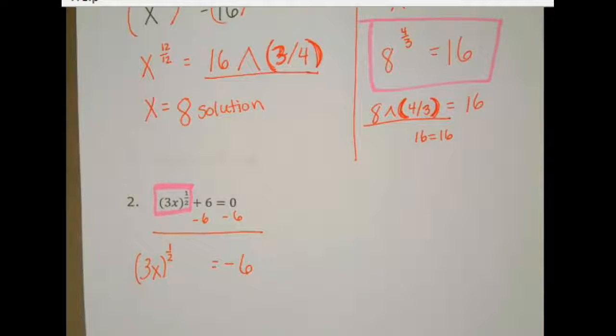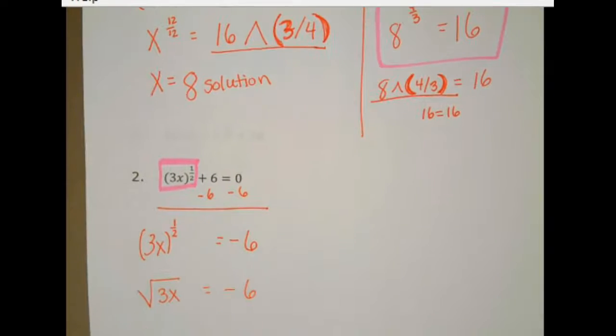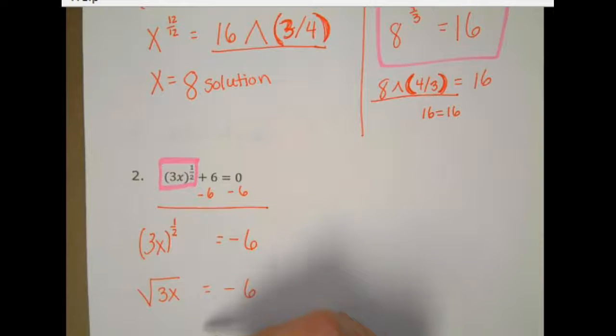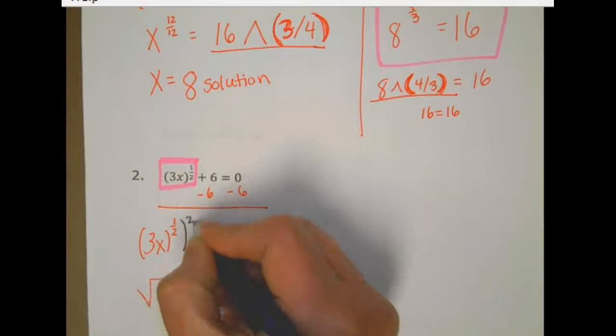Now, a 1/2 power is the same as a square root. But if I change it to a square root, have I solved it? No. You can solve it in either form, whether you have the fraction form or the square root form. I have to get rid of the 1/2, or I have to get rid of the root. Either way, it's the same thing.